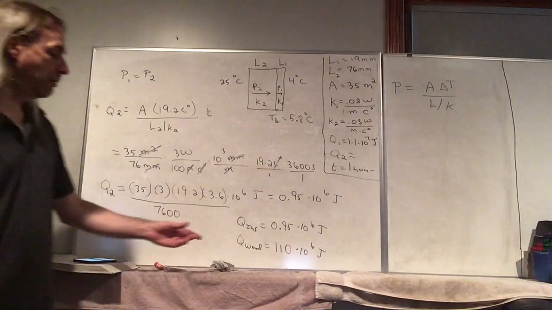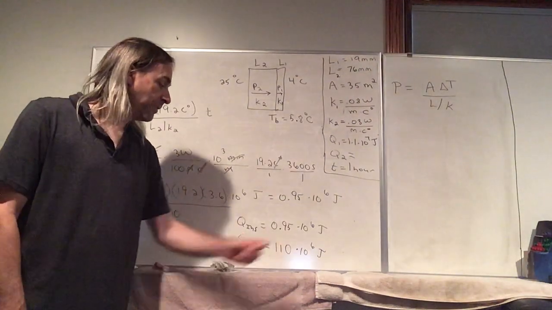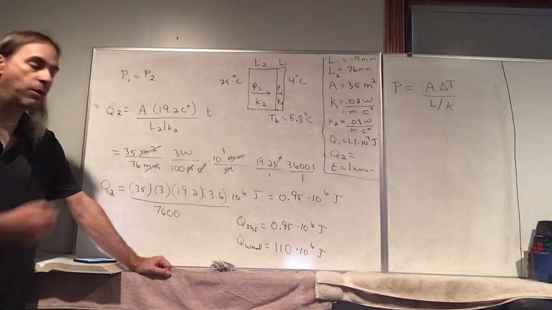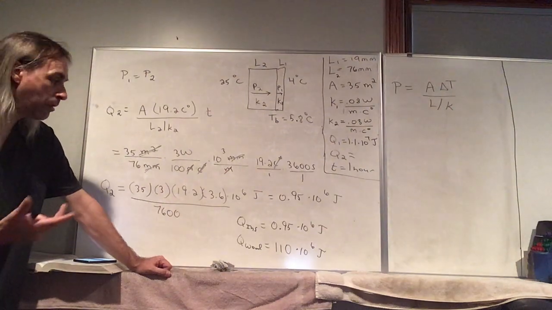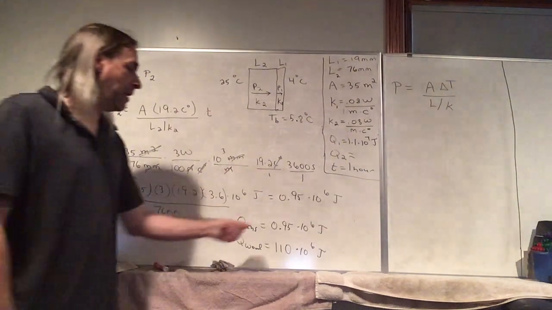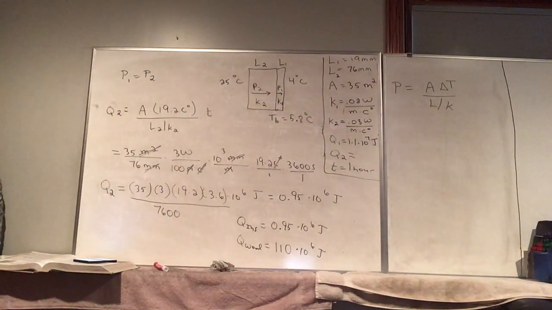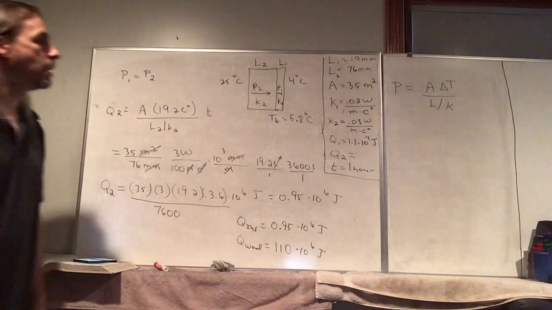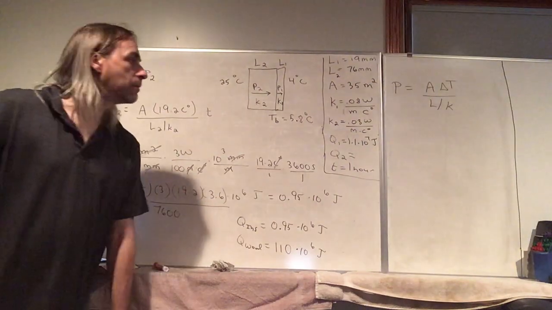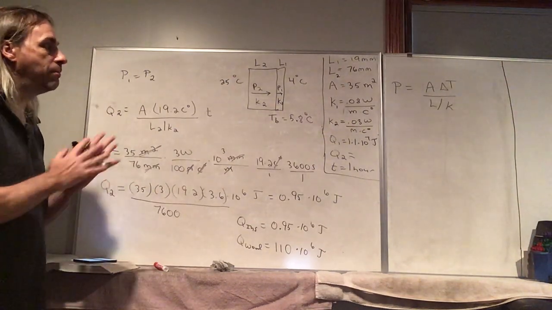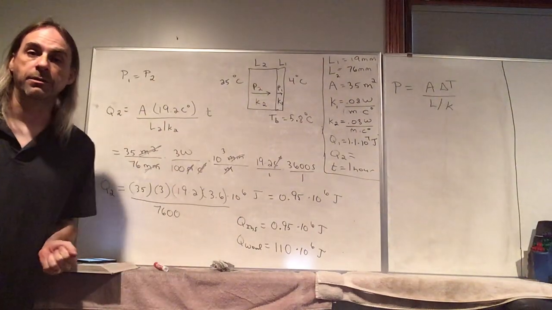So in 1 hour, without insulation, we'd have 110 megajoules, or 110 million joules, leave through that wall. With insulation, we have roughly 1 megajoule. So that's a factor of 110 improvement. That greatly reduces our energy cost and prevents us from wasting energy. So insulation, very, very useful, obviously.